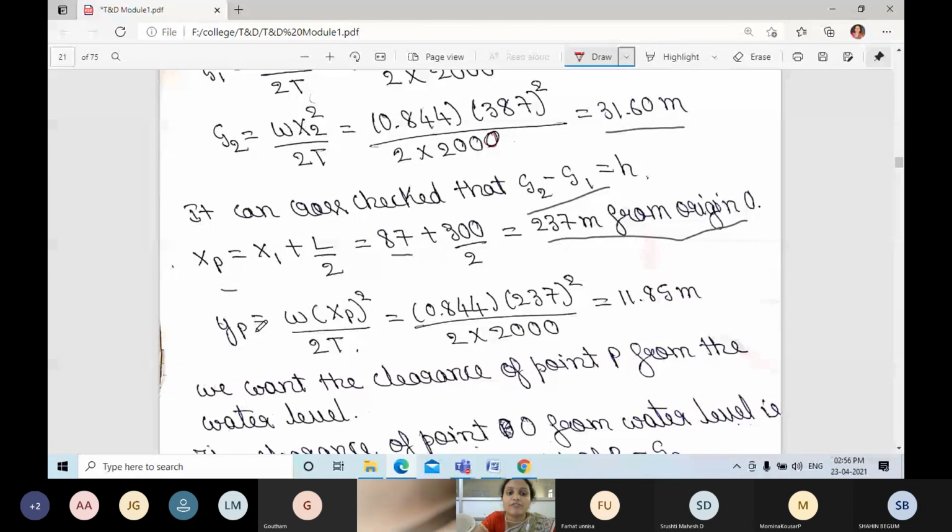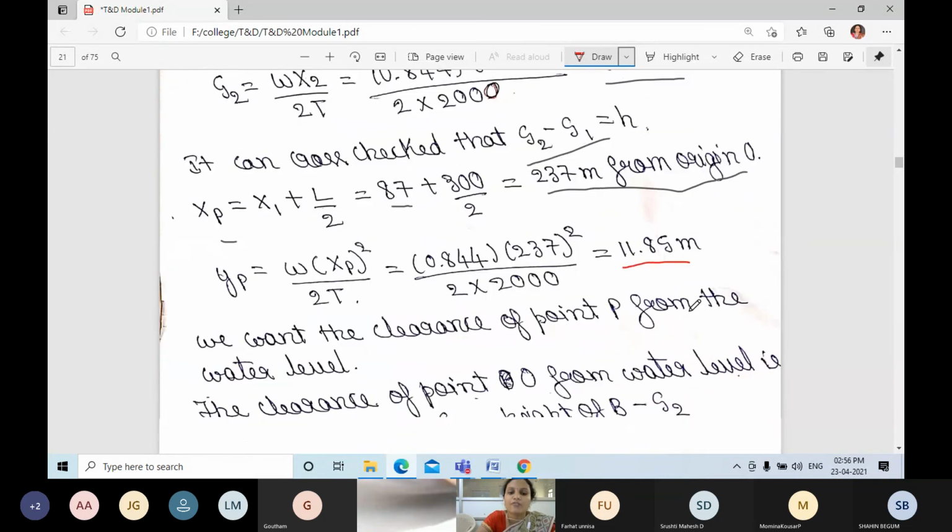What is the formula for that? y is equal to omega x square divided by 2t. Instead of x, we should write xp. Here the distance is xp. So yp is equal to omega xp square divided by 2t. The xp value is 237 and the omega value is 0.844. The T value is 2000. If you solve that, you will get the yp value as 11.85 meter.